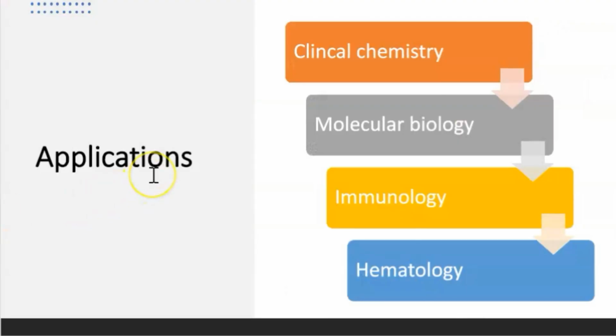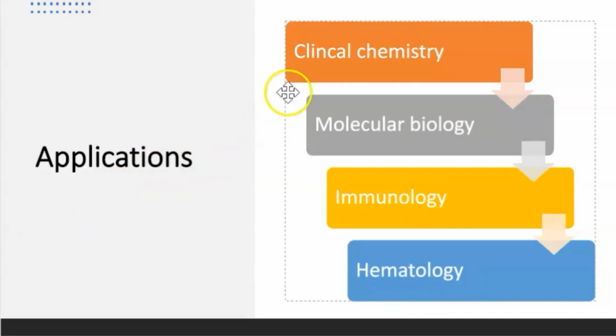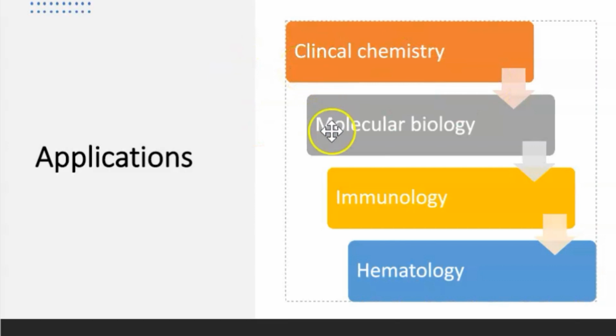Here are the applications of spectrophotometer. It is used in clinical chemistry, molecular biology, immunology and hematology.